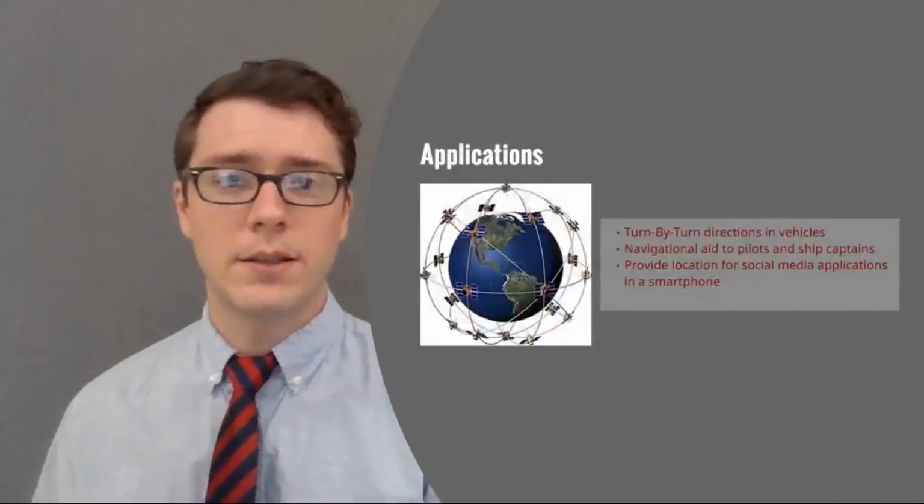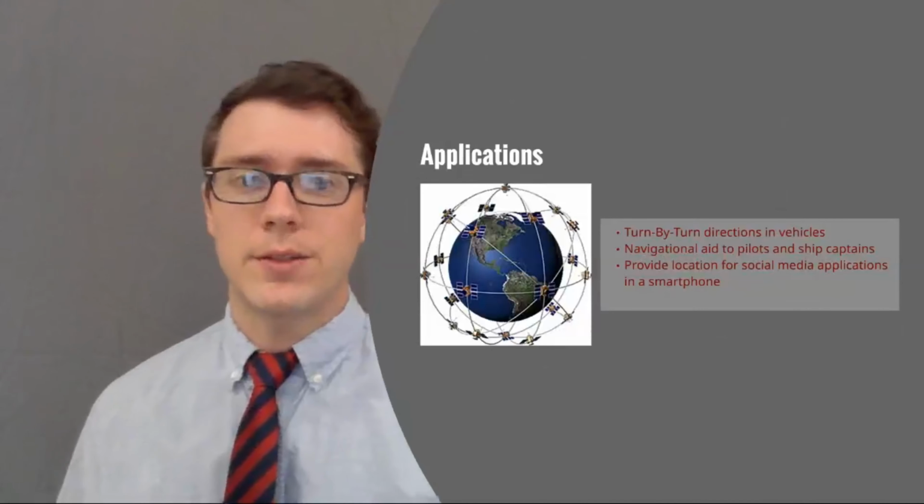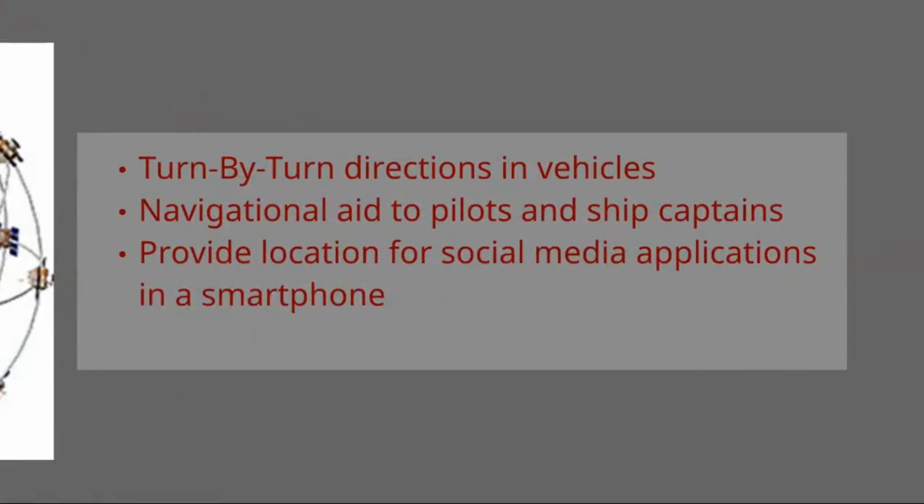So the GPS has a lot of great applications. The one that we use most often is the turn-by-turn directions of vehicles. So if you're using Apple Maps, Waze, or Google Maps, it gives you turn-by-turn directions of where you should go. And then also can give you other sorts of information like traffic information and what stores are along your routes.